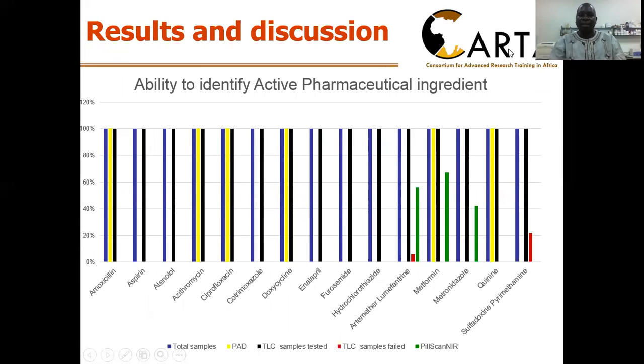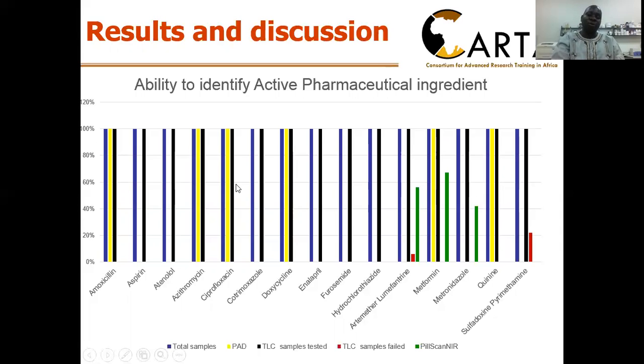Based on the preliminary results, the TLC or the mini lab was the one which was widely able to identify the active pharmaceutical ingredient. As we can see from this graph, the black line is the line where the TLC was able to identify whether there is an active ingredient or not. More than 94% of the samples were identified as having an active ingredient using the TLC. PAD was only able to be used in about 34% of the samples, as you can see on the yellow lines.